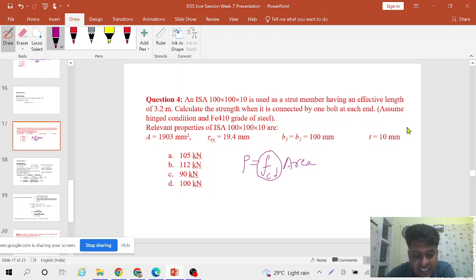Equivalent slenderness ratio lambda E is equal to root over K1 plus K2 lambda vv square plus K3 lambda phi square. So in calculation of the equivalent slenderness ratio, you will need to first of all take out your code book and determine the values of K1, K2, K3, and find out the values of lambda vv and lambda phi, which will be used to calculate the value of the equivalent slenderness ratio.